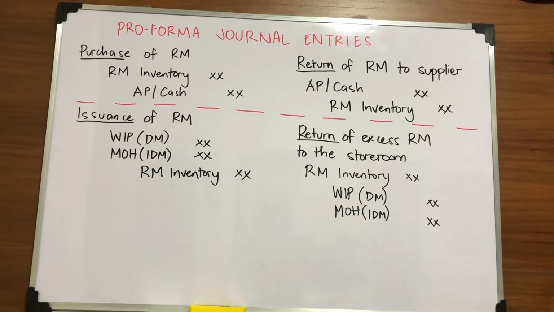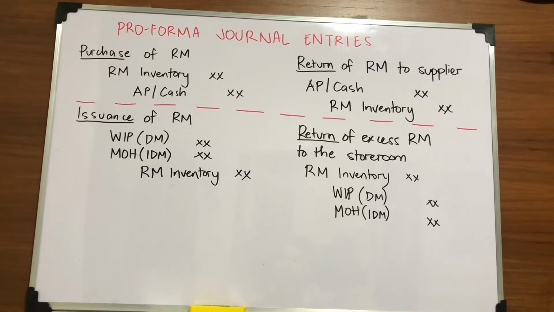Upon receipt of the materials, the inventory clerk updates the inventory ledger and stock card. After all postings have been made, the balance in the raw materials inventory account should equal the sum of the balances in the raw materials ledger card. So this is your pro forma entries for your purchase of raw materials.